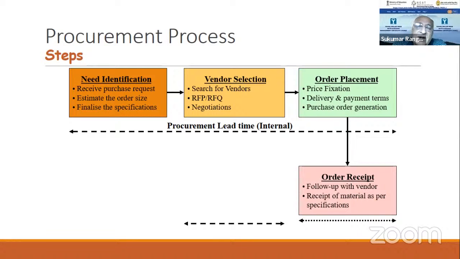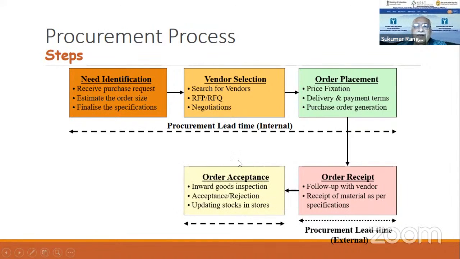Once the vendor supplies the material, you get the material, then there is an inward inspection of that material. So all these together are the procurement. Up to this is the procurement internal. Once the order is placed, then till the time you receive the material, it is the lead time, external lead time, and which then results in acceptance of the material, the goods, inside.